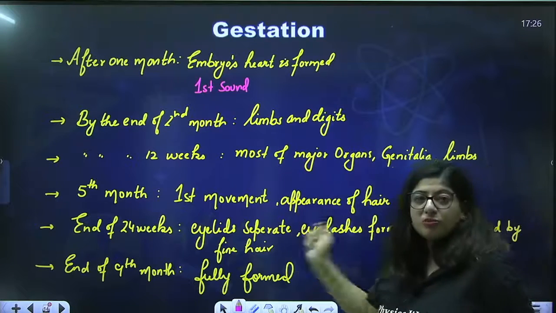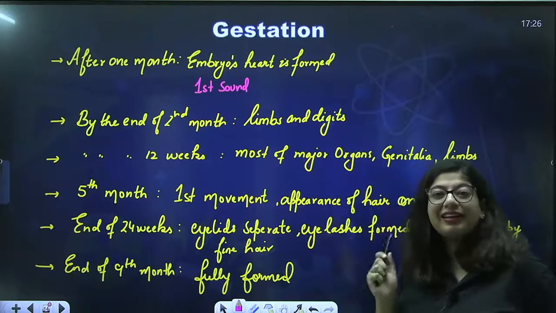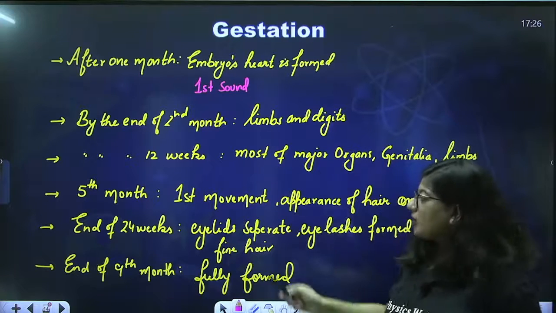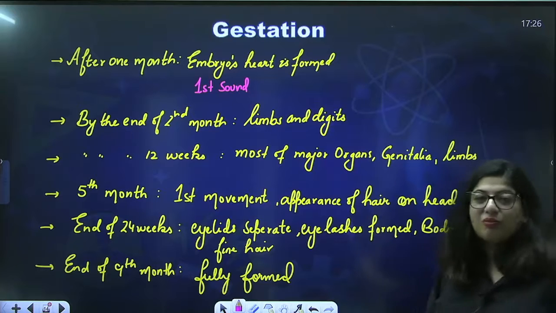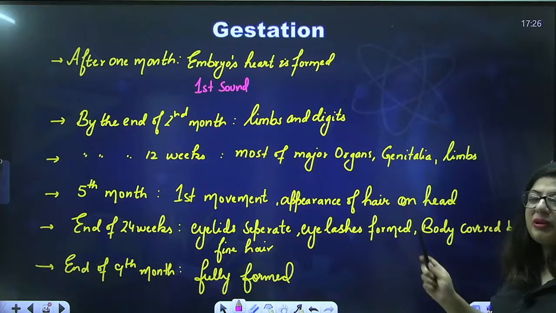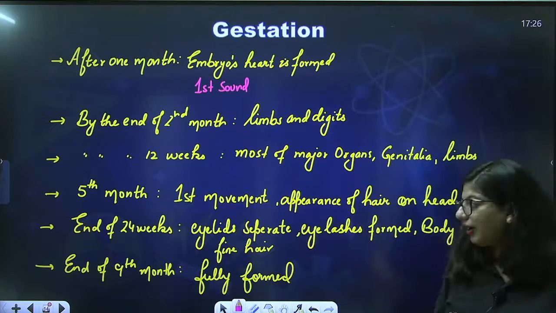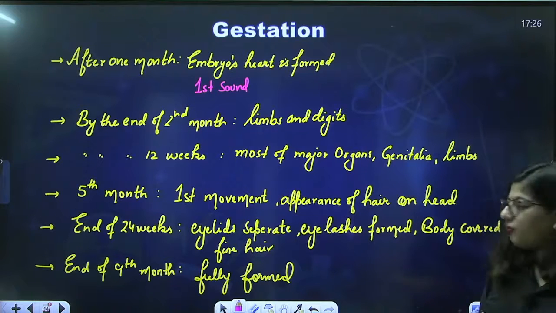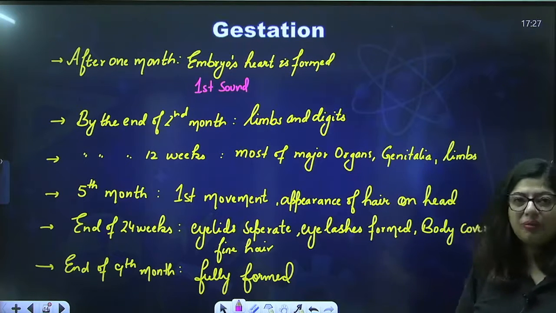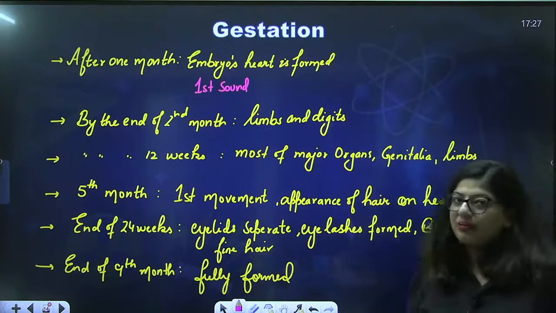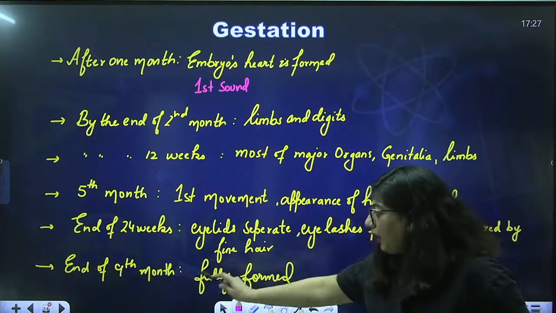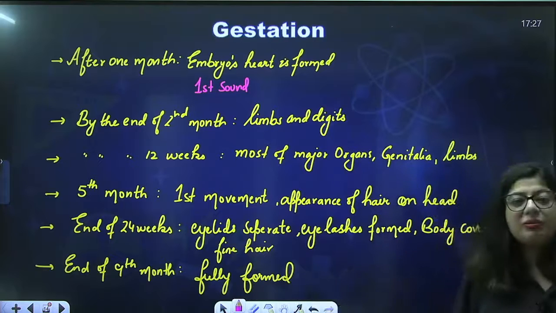In the 5th month, the first movement will be seen. You must have heard that kick, the baby gives a kick. So, around the 5th month, the mother can feel the movement of the baby, and the baby will have head hair, right. At the end of 24 weeks, the baby's eyelids will separate, eyes will open, eyelashes will be formed and the body will be covered by hair. And at the end of the 9th month, the baby will be fully formed.